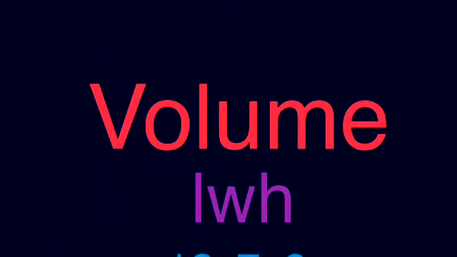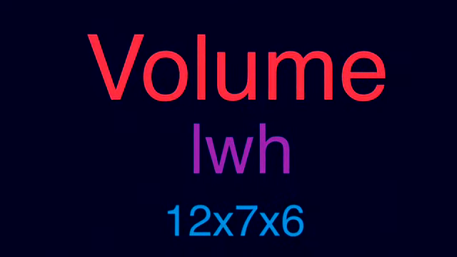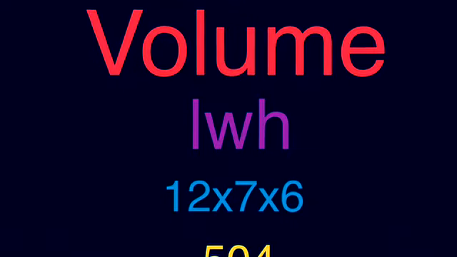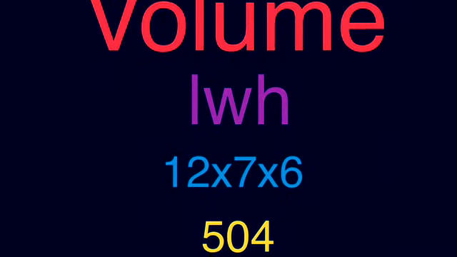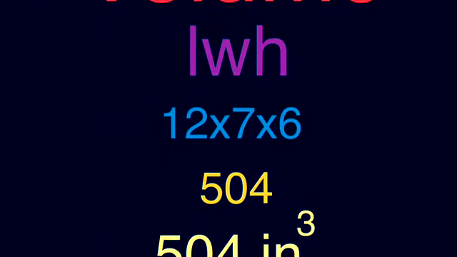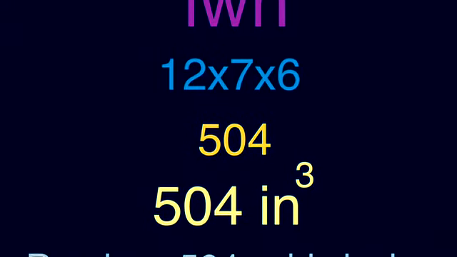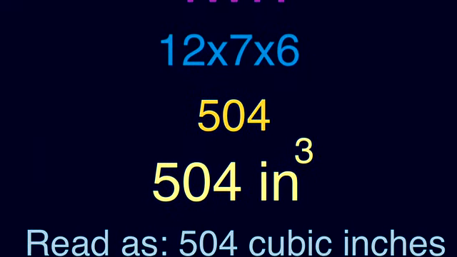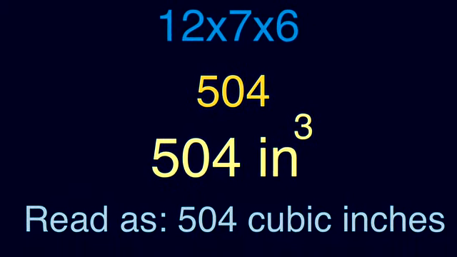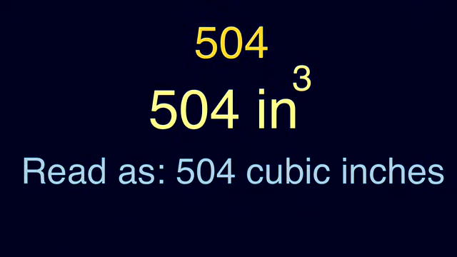To calculate the volume of this rectangular prism, we simply replace each variable with the values we obtained from the box. We replace the L with 12, the W with 7, and the H with 6. And then we multiply, simplifying the expression to 504. So the entire volume of this rectangular prism is 504 cubic inches.